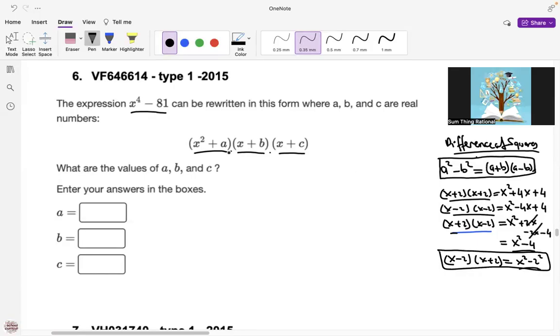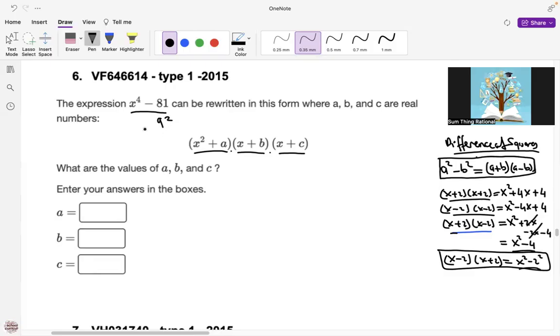So now we need to consider whether x to the power 4 is the square of something, or 81 is the square of something. We need to consider that. The 81 we know already. 81 is 9 squared.